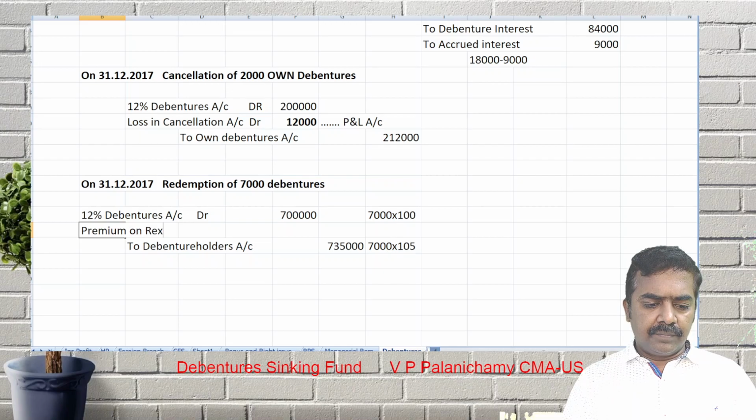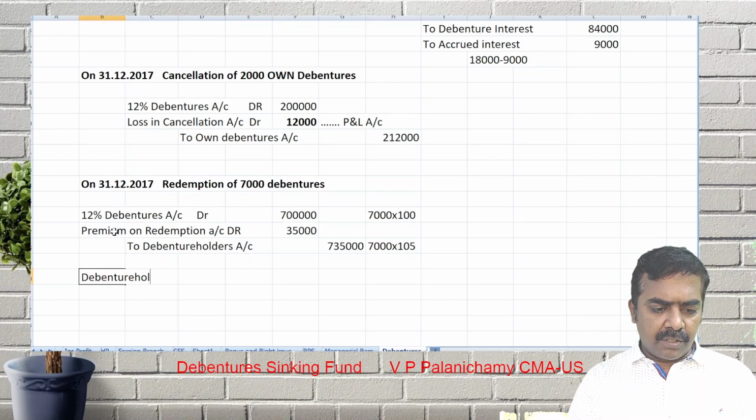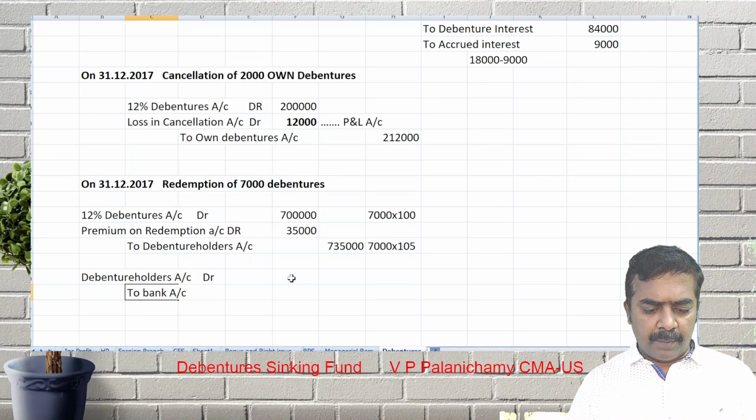Premium on redemption account debtor. எவ்வளவு pay பண்ணணும்? Extra 35,000 pay பண்ணணும். Then pay the money to them. Debenture holders account debtor to which account? Bank account. எவ்வளவு pay பண்ணணும்? You have to pay 7,35,000 you have to pay.